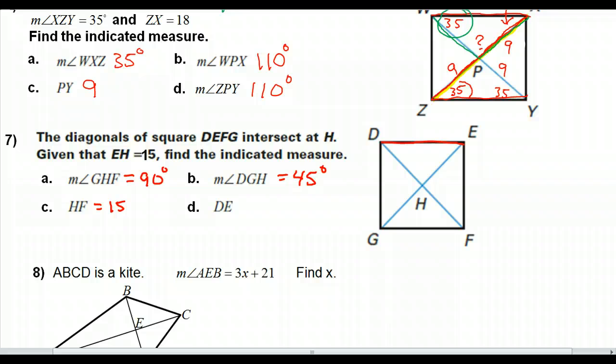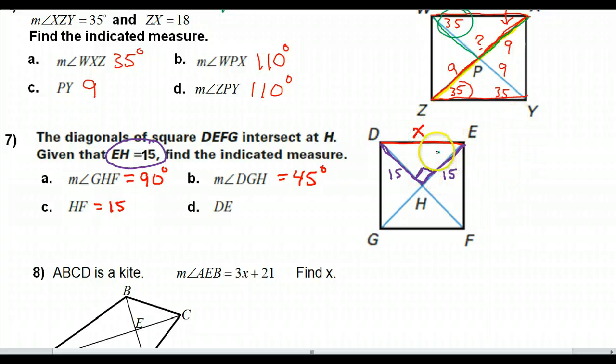To find DE, look at this triangle that's purple and red. Focus your eyes on this triangle. Again, this is 90 degrees, which is good because we can do the Pythagorean theorem. We know that both of these pieces are 15, because of EH being 15. This is the hypotenuse that we're looking for, DE.